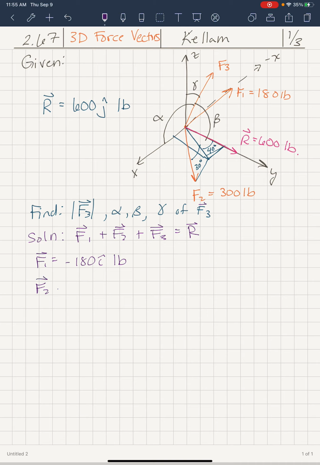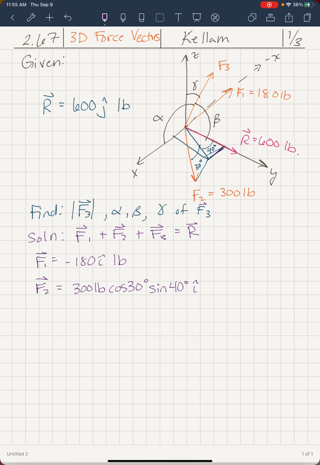F2 equals 300 pounds, and we need to break that into the x and y coordinates. So for the x coordinate, we'll do 300 pounds times cosine of 30 degrees, and that's that F2 prime. And then times sine of 40 degrees, because it's that opposite one we're interested in. And that's the I direction.